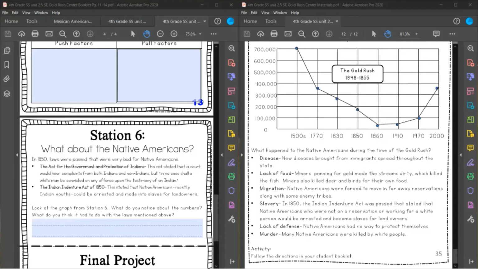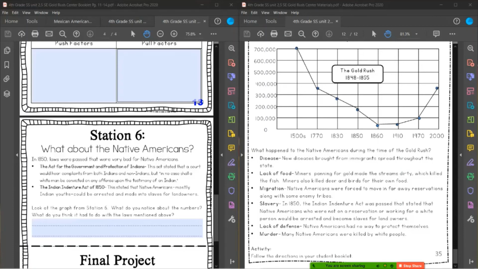There was also migration. So Native Americans were forced to move to faraway reservations along with some of the enemy tribes because these new immigrants were here and they were taking over these areas. So the Native American tribes were actually pushed out, and some of them were pushed towards enemy tribes. So other tribes of Native Americans they did not get along with.